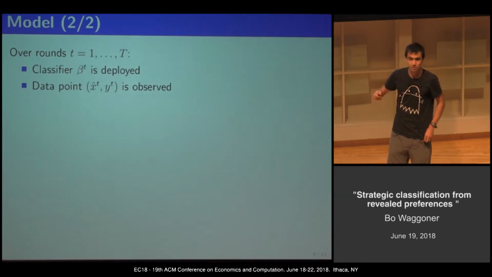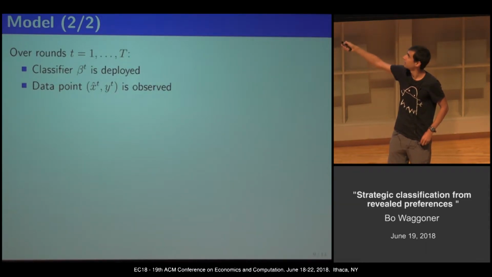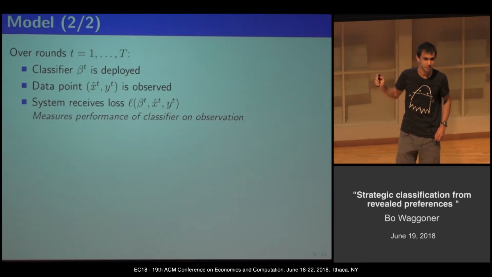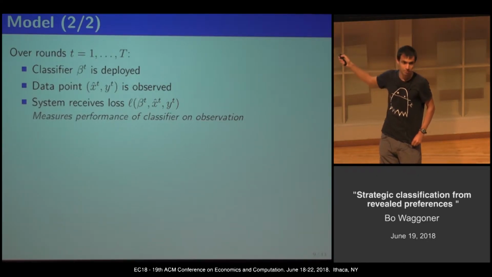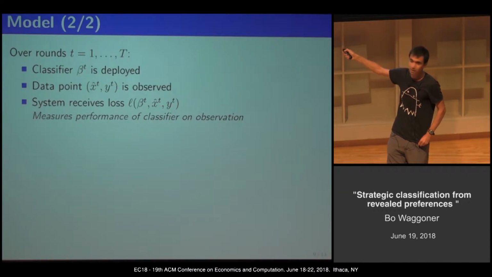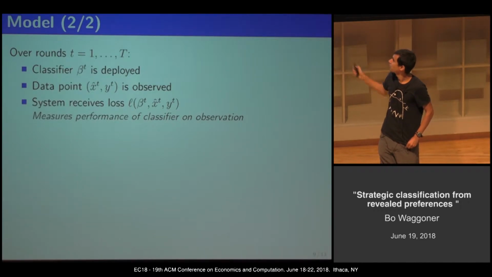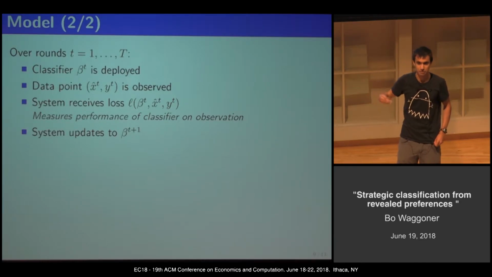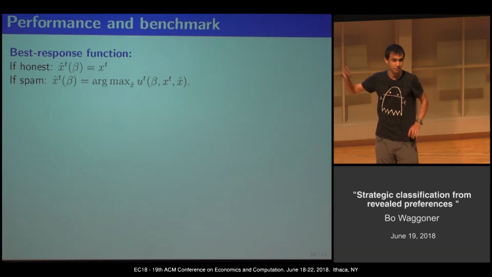Okay, so over these rounds, we deploy a classifier. The spammer or honest agent arrives. So this data point arrives. We've classified it. We get to observe its true label. And we'll measure our performance with some loss function. Okay, standard kind of machine learning approach. So this loss is saying, how well did we do when we deployed this classifier, when this observed email arrived, and we found out that its true label was this? Okay, and then we can update to some new classifier. The next email will arrive, and so on. Good. So that was a very general model.